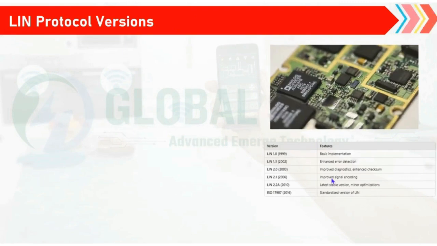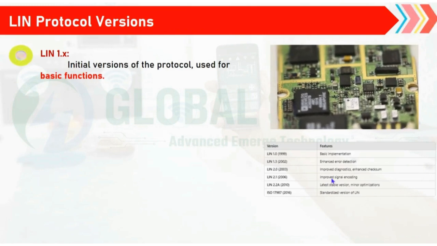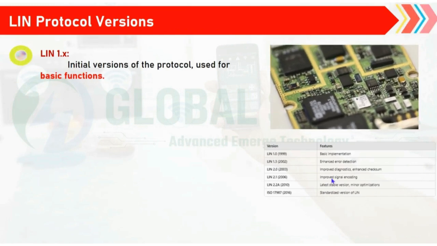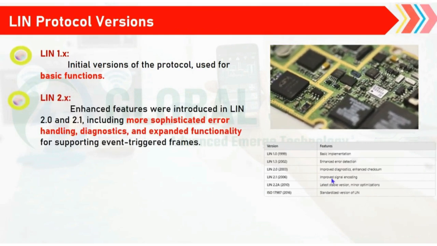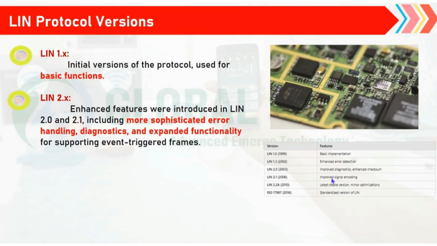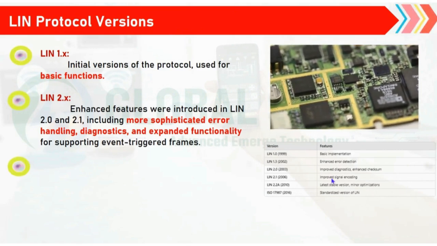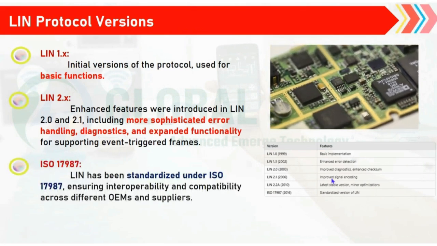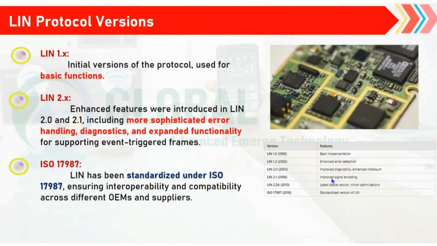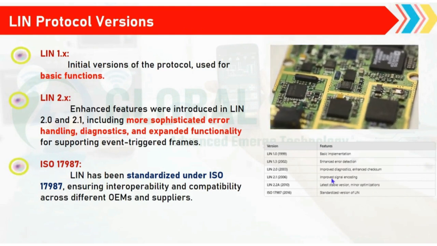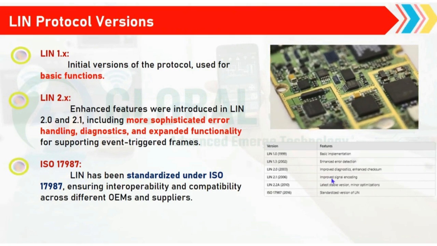And coming to the LIN protocol versions, here we have the initial version of the protocol used for basic functions, and enhanced features were introduced in LIN 2.0 and 2.1. It has more sophisticated error handling, diagnostics and expanded functionality. And the next is the part of ISO 17987. It is standardized, and most of the different OEMs and suppliers are using it across the industries.